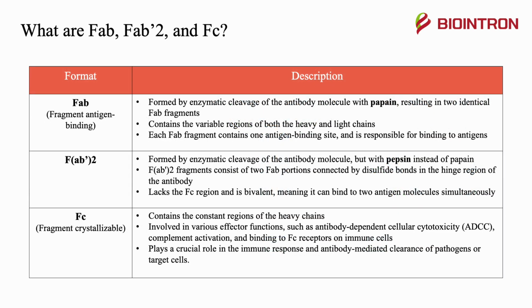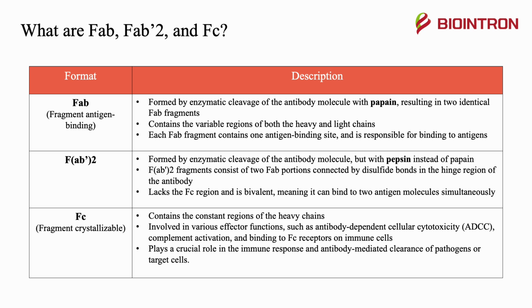The fragment antigen binding region is typically formed by enzymatic cleavage of the antibody molecule with papain, resulting in two identical Fab fragments. It contains the variable regions of both the heavy and light chains. Each Fab fragment contains one antigen binding site and is responsible for binding two antigens.